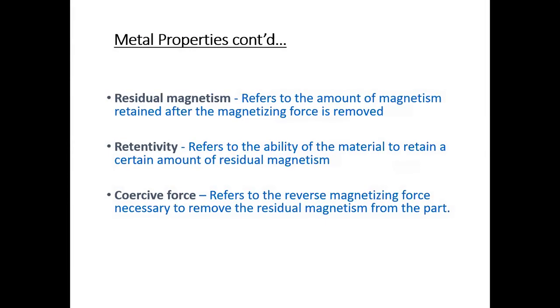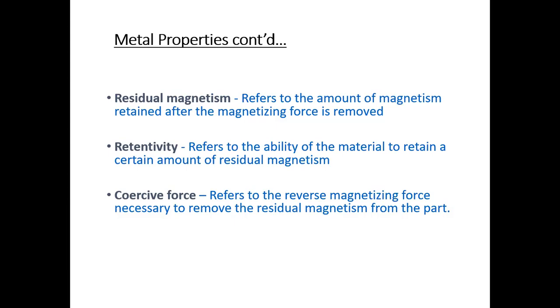Now, residual magnetism refers to the amount of magnetism retained after the magnetizing force is removed. Just consider you applied current. While current is flowing, the magnetic field is high. Once you remove the current, there is some field remaining in the job, that is known as the residual field. The amount of residual field depends upon the retentivity of the job. If retentivity is high, then there is more residual field. If retentivity is less, then less residual field. Retentivity means the ability of a material to retain a certain amount of residual magnetic field. Residual magnetism and residual magnetic field are the same.